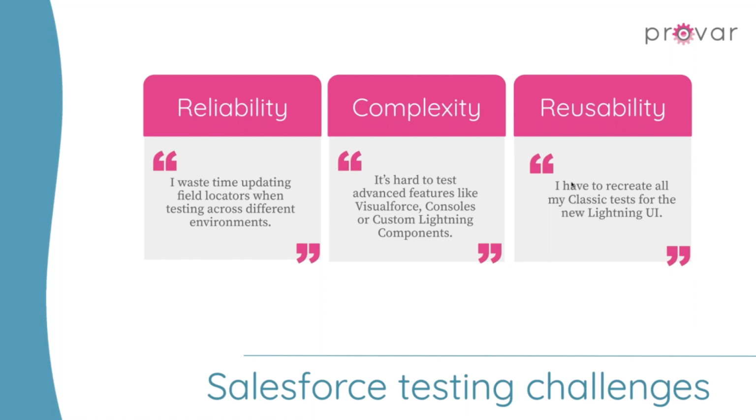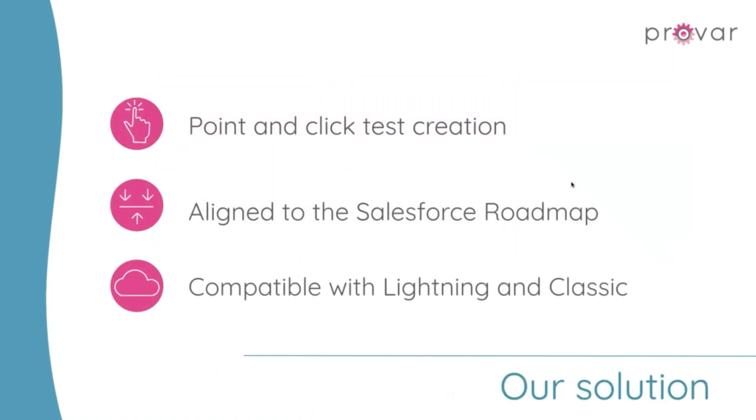And then finally, you do manage to get all of that done, and you get it to a point where it's usable, and you have to take into account then the reusability across different UI. So moving from Classic to Lightning, that's incredibly difficult. So how does Provar handle that?